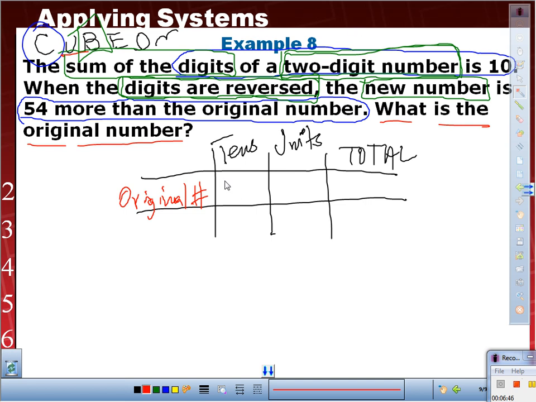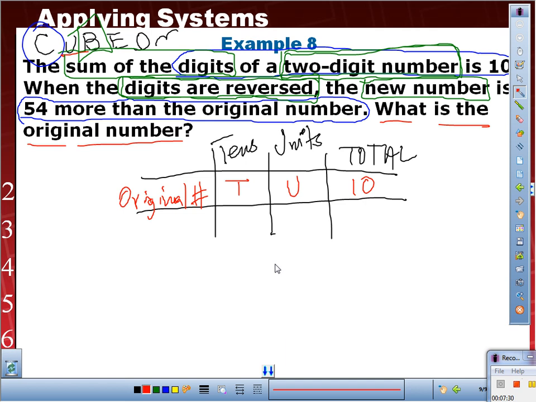It says the sum of the 2 digits of a 2-digit number is 10. So do we know the tens digit of the original number? Do we know the number? No, we don't. So what would we label the tens digit? Well, in this case, I'm going to use the letter T. And then, do we know the units? No. So what would we label it? U. But the sum of these is equal to what? 10. So the total is what? 10.